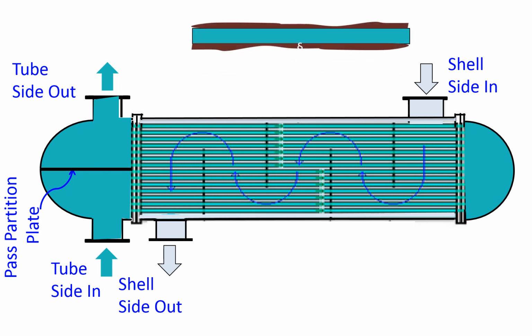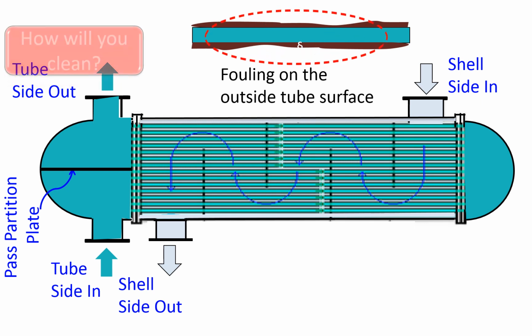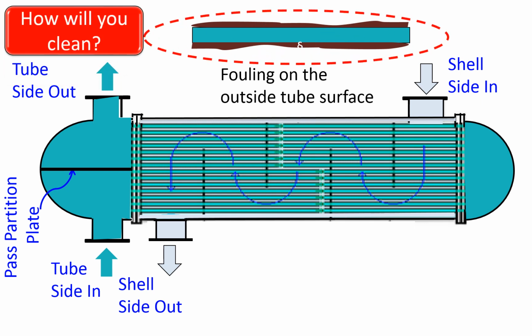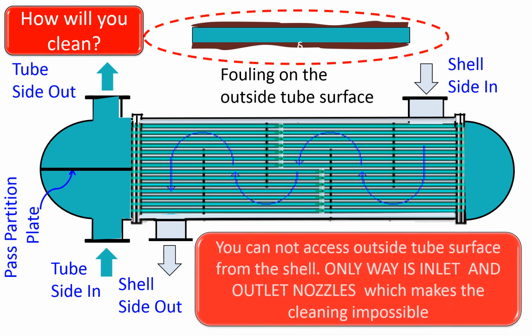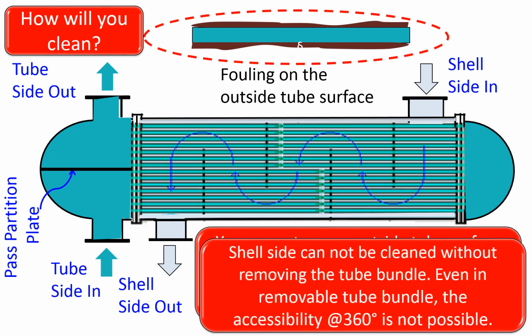Instead, assume that the fouling fluid is allocated to the shell side. Now the fouling occurs on the outside surface of the tube. How will you clean the surface? You cannot access the outside tube surface from the shell. The only way is the inlet and outlet nozzles, which makes the cleaning impossible. Shell side cannot be cleaned without removing the tube bundle. Even in the case of removable tube bundle, accessibility at 360 degrees is not possible.